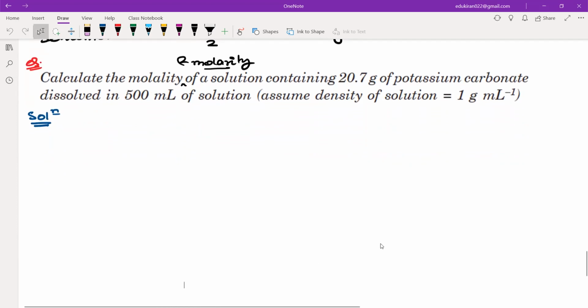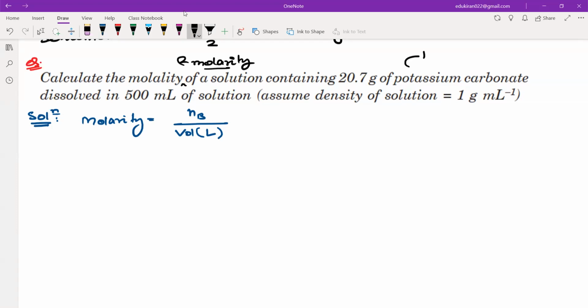Now, in this question, when you are going to calculate the molarity, I need the number of moles of solute divided by the volume of solution in liters. Please remember, you will not have any questions in which you will be given both of these things directly. Don't expect that someone will give you the number of moles. They will be giving you this potassium carbonate, right? So this is K2CO3.